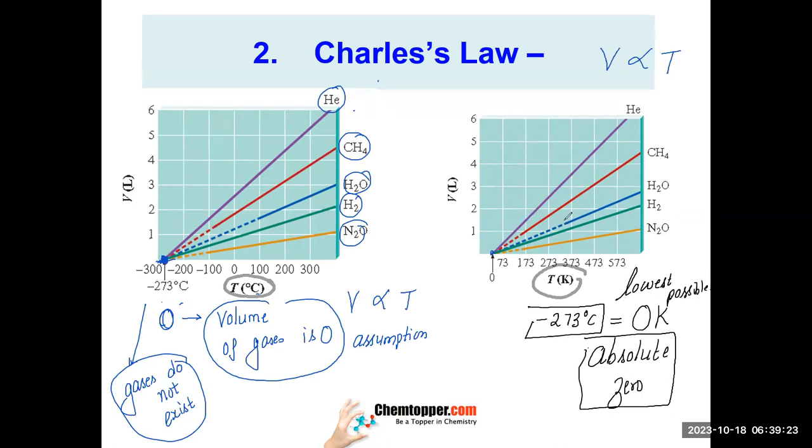That's the reason they have drawn the dotted lines. Can you see? It means hypothetical condition. It cannot be achieved in normal labs.